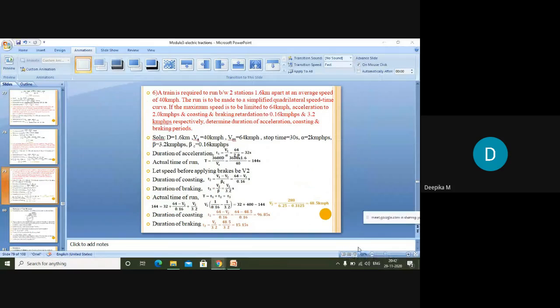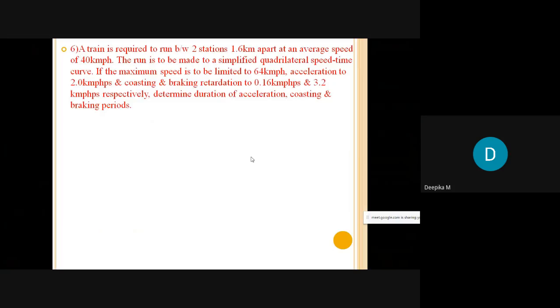Quadrilateral curve. A train is required to run between two stations 1.6 kilometer apart at an average speed of 40 kilometer per hour. The run is to be made to a simplified quadrilateral speed time curve. If the maximum speed is to be limited to 64 kilometer per hour, that is the V1, and acceleration is 2.0 kilometer per hour per second, and coasting and braking retardations are 0.16 kilometer per hour per second and 3.2 kilometer per hour per second respectively. Determine the duration of acceleration, coasting and the braking period. So therefore T1, T2, T3 are to be calculated here.